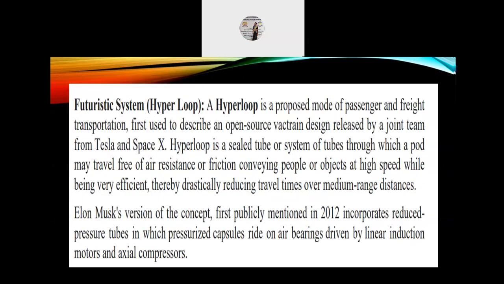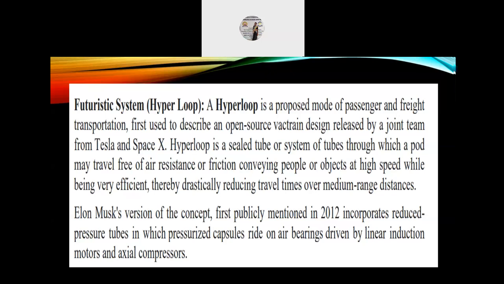Next topic is futuristic systems. The type is hyperloop. A hyperloop is a proposed mode of passenger and freight transportation, first used to describe an open-source vactrain design released by a joint team from Tesla and SpaceX. Hyperloop is a sealed tube or system of tubes through which a pod may travel free of air resistance or friction, conveying people or objects at high speed while being very efficient, thereby drastically reducing travel times over medium-range distances.